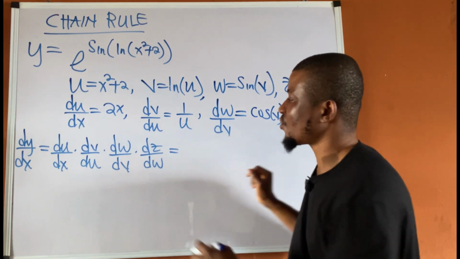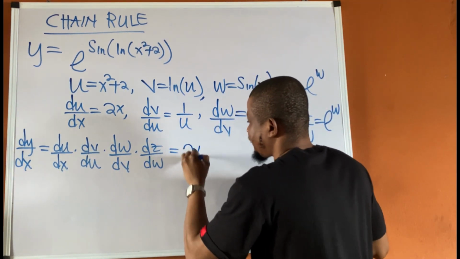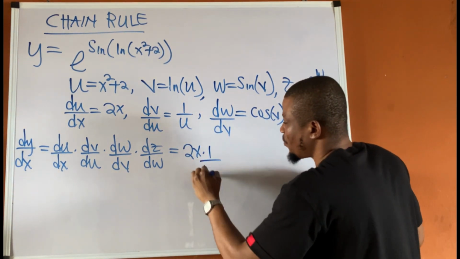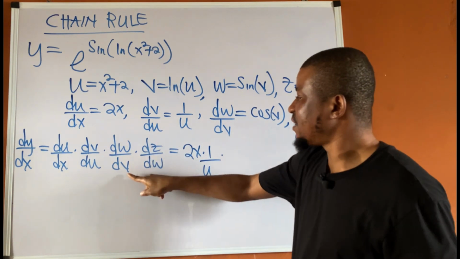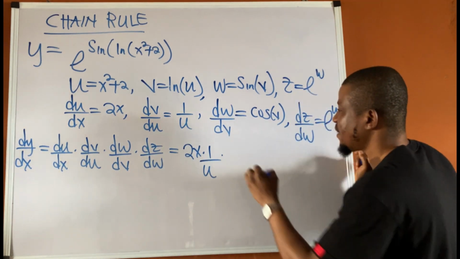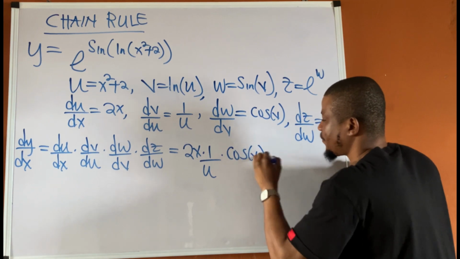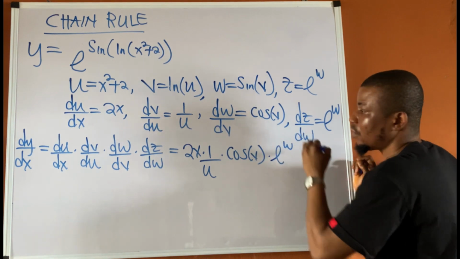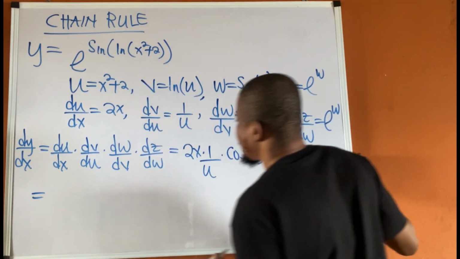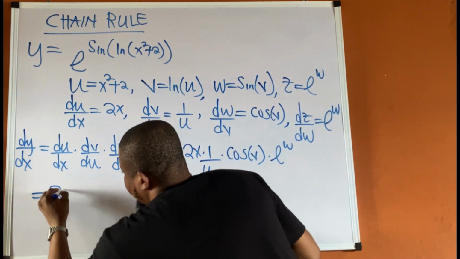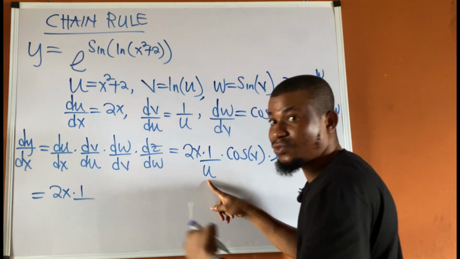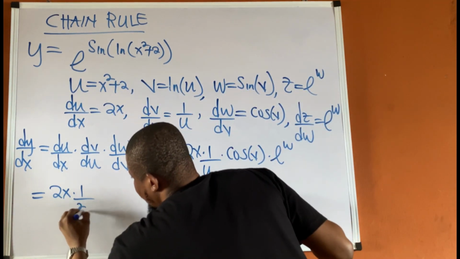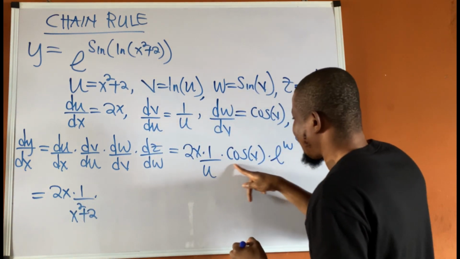Alright? So if I start making my substitutions, du/dx is 2x, dv/du is 1 upon u. So that's 1 upon u. dw/dv is cos of v. And the next is dz/dw. The dz/dw is exponential w. I will start making my substitutions. This is 2x, 1 upon my u. I'm trying to replace everything to be in terms of x. My u is x squared plus 2. X squared plus 2. My cos v.